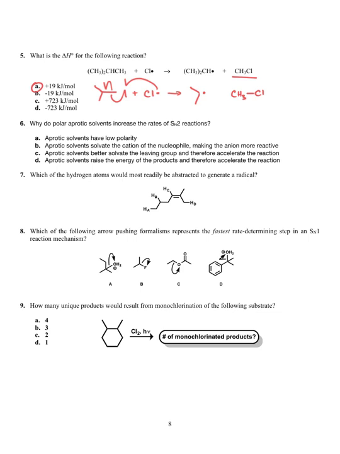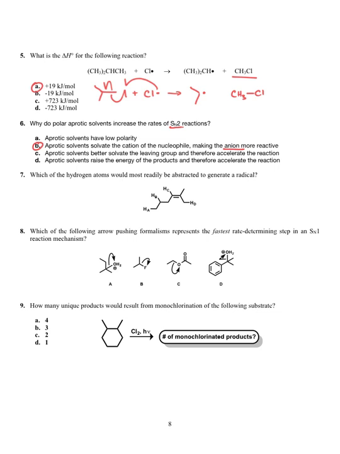Number 6 is, why do polar aprotic solvents increase the rate of an SN2 reaction? So if you think about the reaction coordinate of energy versus time, if you're lowering the energy of activation with a polar aprotic solvent, the most reasonable choice for this is you're making the anion more reactive. The correct answer is B.